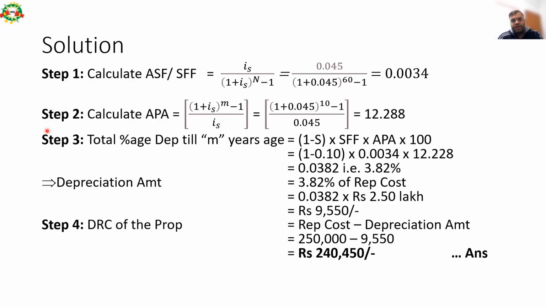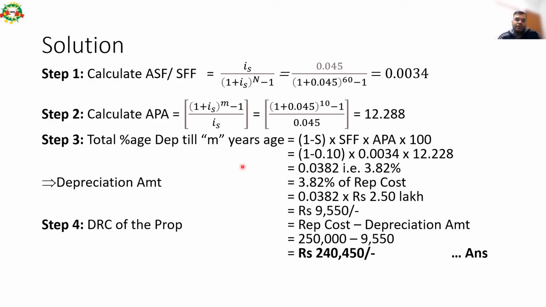So for calculating the total percentage cumulative depreciation till mth year, it will be equal to (1 minus S), 1 minus salvage. So 10% is salvage, so 90% will come here, and SFF and APA will remain the same. So total cumulative depreciation will be 3.82% as against 4 point something percent in the previous example. So it will be 3.82% of the replacement cost till mth year. So the depreciation amount is equal to 3.82% till the 10th year.